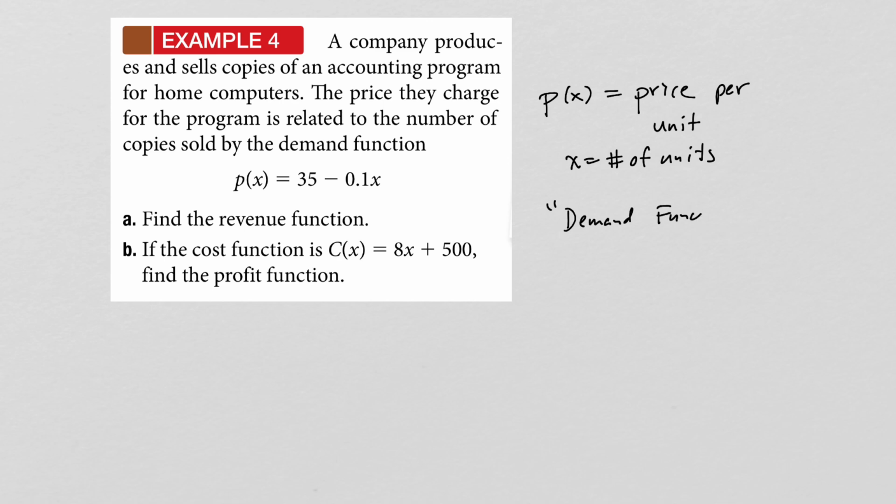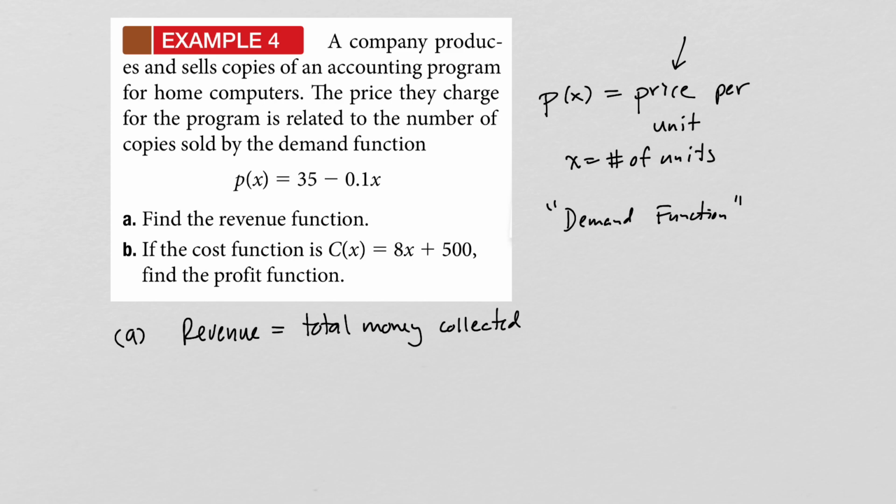Now, why would it be called the demand function? Well, because the price, in a lot of ways, determines the demand, right? The more you charge for an object, the less people want to buy it. The less you charge for an object, the more people want to buy it. So the price function is also called the demand function. Now in part A, it says to find the revenue function. Well, revenue means money brought in, okay? So total money collected.